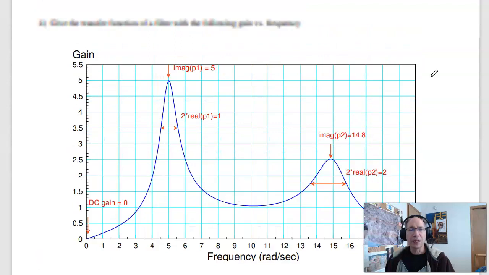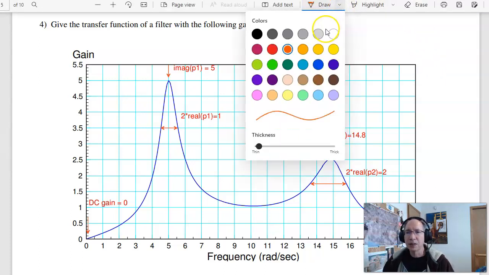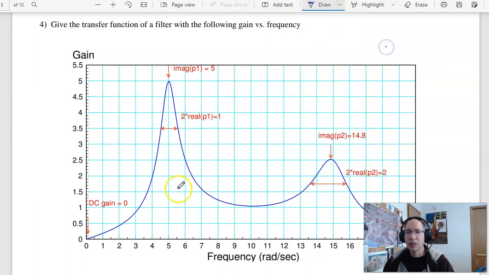Problem 3, or 4. Give me a filter with this gain versus frequency. So if I look at the transfer function, I've got poles and zeros. If I'm close to a 0, the gain is 0. Close to a pole, the gain is large. So I know right away I've got a 0 gain at 0. The numerator has an S. I've got a pole right here.